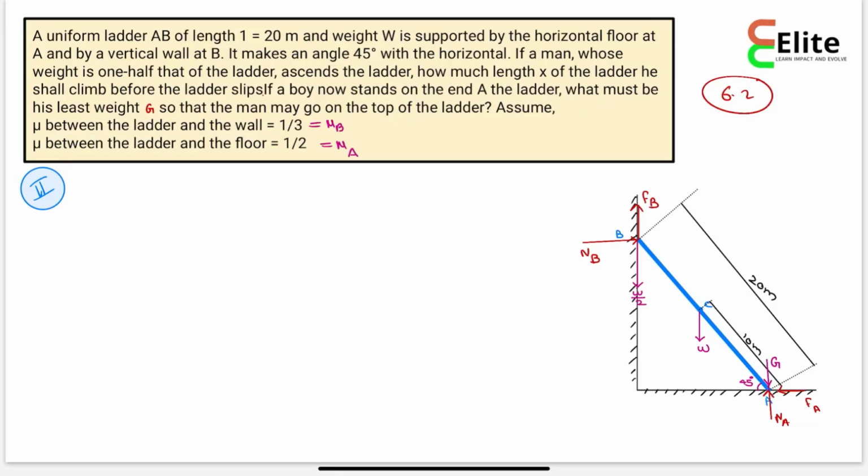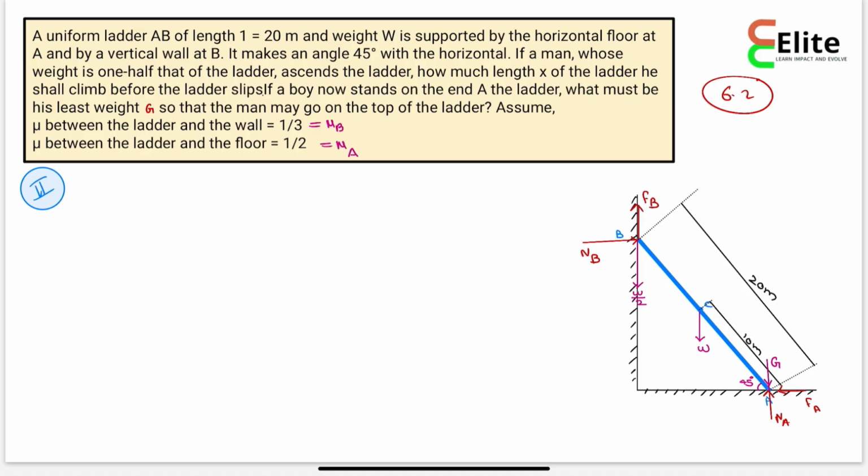Now, the second part of the question says that we want to find the minimum weight of the boy such that the man can climb up to the point B. Let's solve it. First of all, analyze the free body diagram.